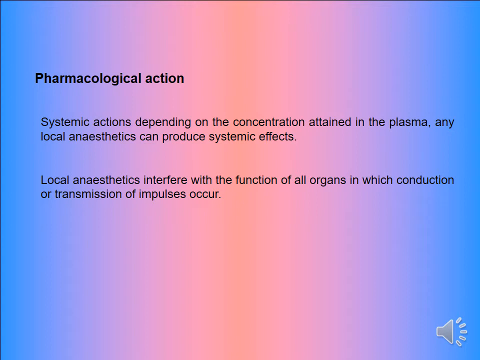What is the pharmacological action of local anesthesia in the tissue? The systemic action depends on the concentration attained in the plasma. Any local anesthetic can produce a systemic effect. Local anesthetics interfere with the function of all organs in which conduction or transmission of impulses occurs.